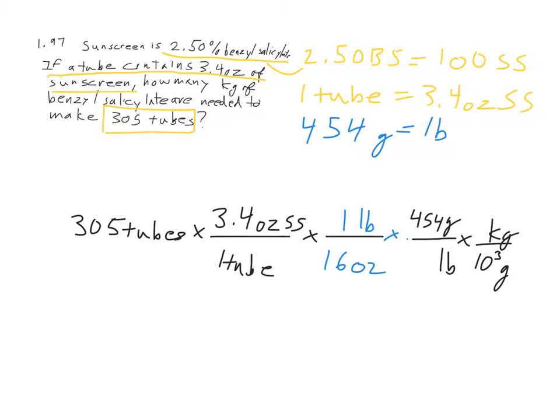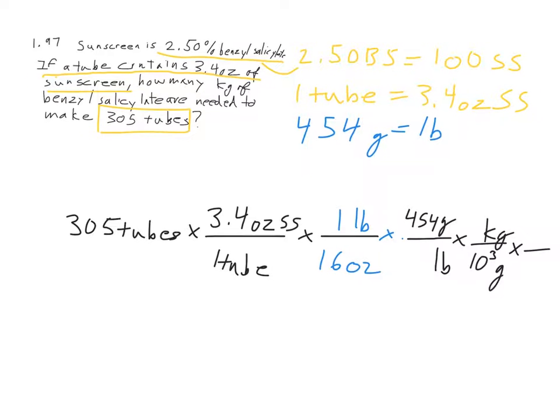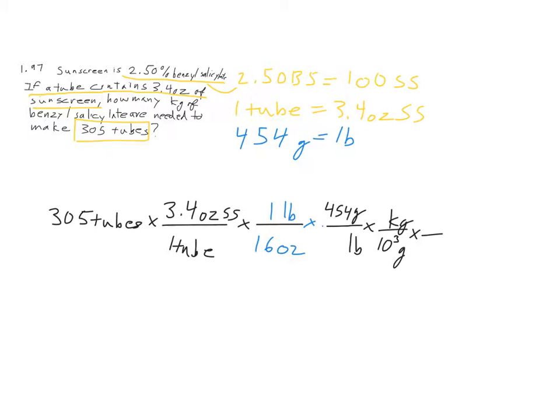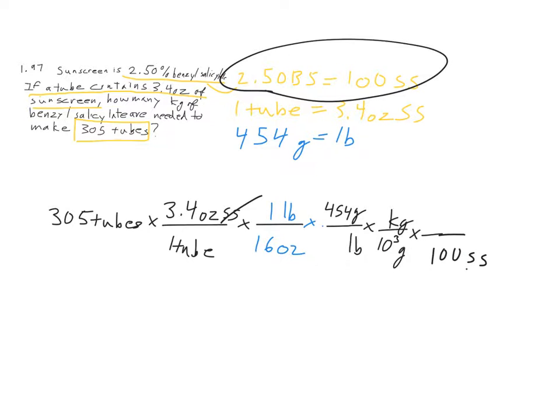So now I have the unit I want, except that it's in sunscreen. So I have one more thing to do, and that's to get rid of sunscreen. And that's where my percentage comes in. According to that percentage, from up here, I have 100 parts sunscreen. Place sunscreen units where they cancel out. For every 100 parts of sunscreen I have 2.05 units of BS, or benzyl silicate.